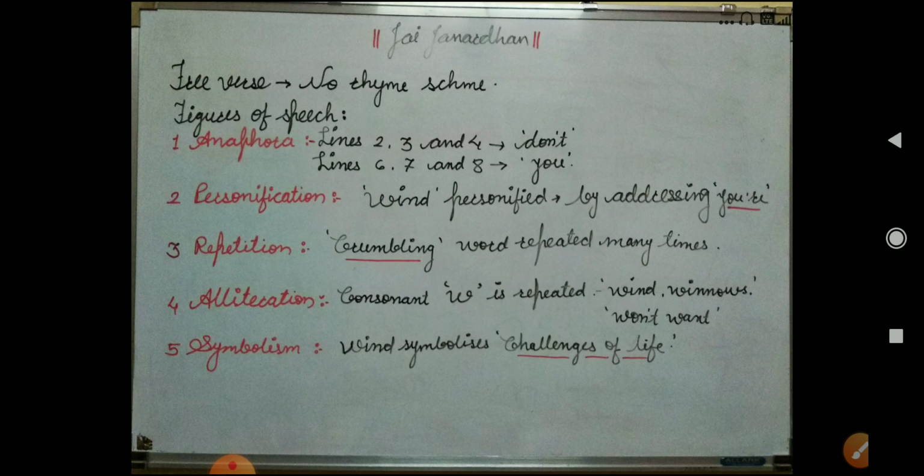The next figure of speech is alliteration. Alliteration means the sound is repeated in closely connected lines. So here wind, we know, won't, want. The w sound is repeated through these words in close connection. So these lines are using, or explaining, alliteration. And the last one is symbolism. Wind symbolizes, in the whole poem, the challenges of human life, or the adversities of our human life. So in this way, these are the literary terms of this poem.